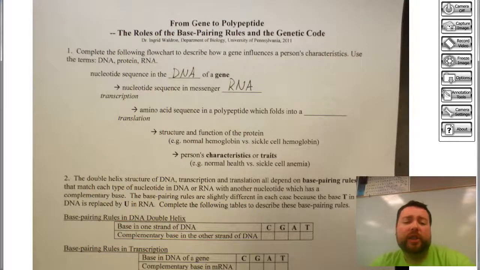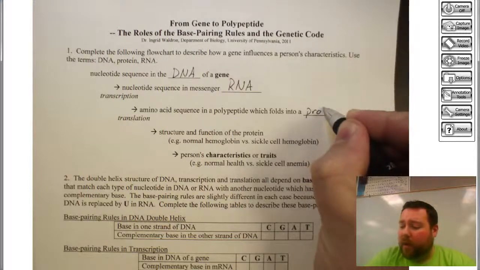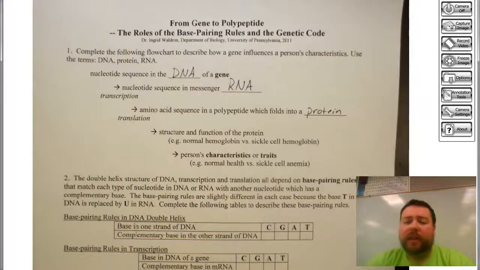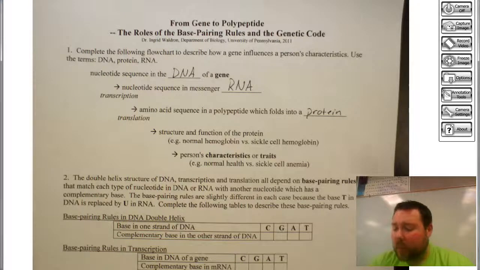And those amino acid chains fold up to make a molecule called a protein. And hopefully you recognize that from earlier in the year. We know that proteins are made out of amino acids, so that would make sense that if we are making a long chain of amino acids, that would be a protein. So the structure and function of the protein is determined by the order of those amino acids as well as how they fold.